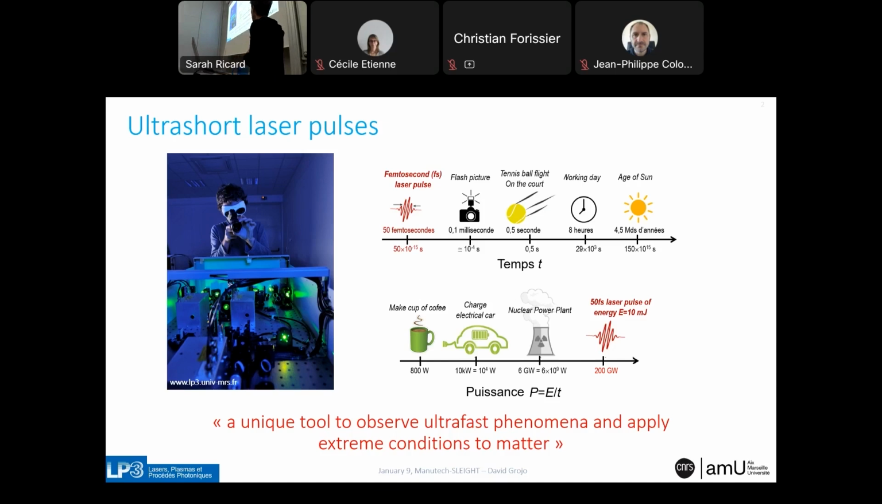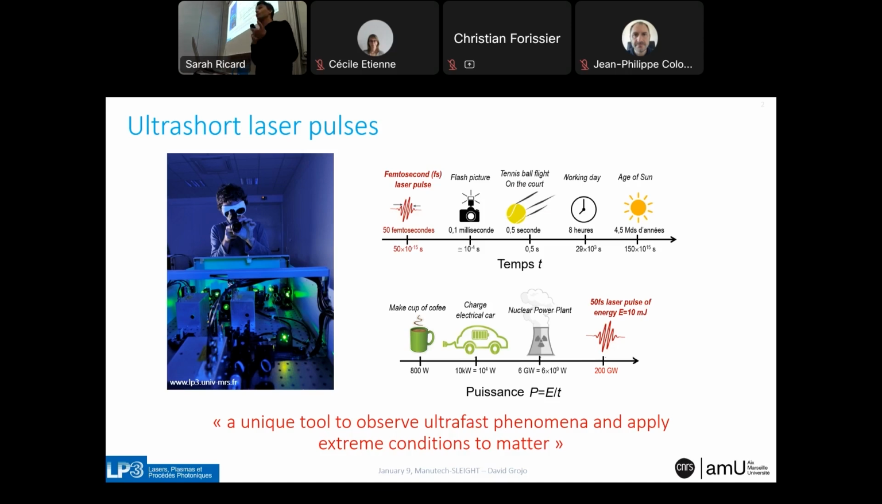But there is also another advantage that comes from the fact that even if these pulses have extremely modest energy in them, the fact that this energy is concentrated in an extremely short pulse duration means that you have extreme power. So I take this example: 10 millijoule inside a 50 femtosecond laser pulse. That's basically what you can produce on a very small scale tabletop laser. By definition, the power is energy divided by time. This is the type of power that you can deliver on the matter.